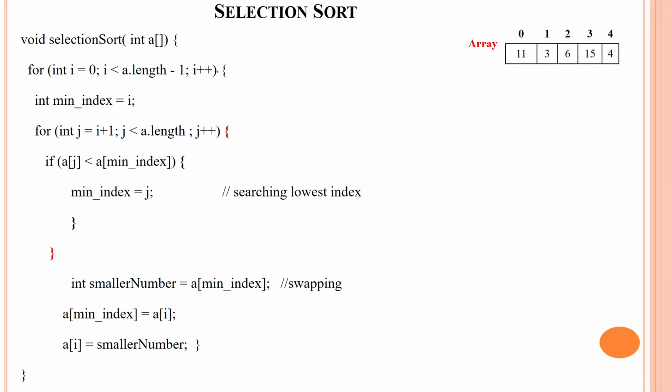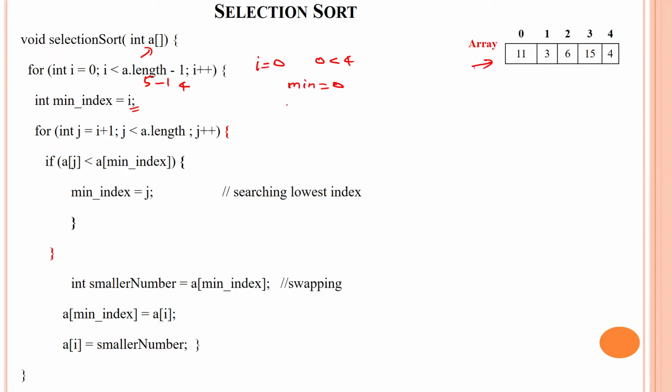For the Java program, we take the given array to sort the data. The array is passed here, and the array length is 5, so 5 minus 1 is 4. In iteration number 0, 0 is less than 4, so the condition is true. We take the minimum index as the I value, and I is here 0.